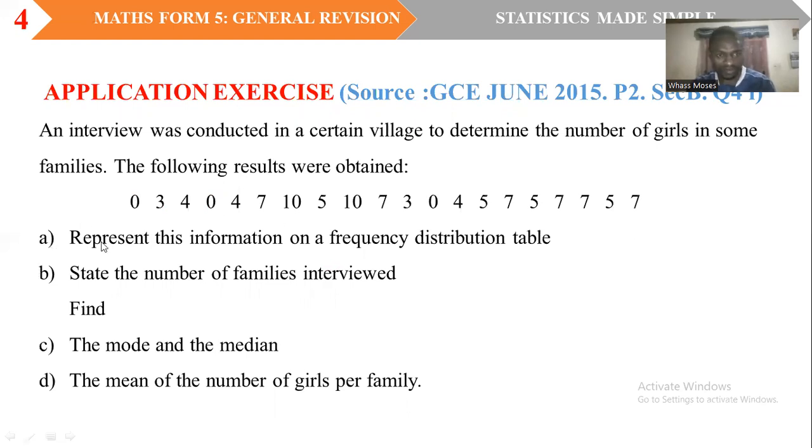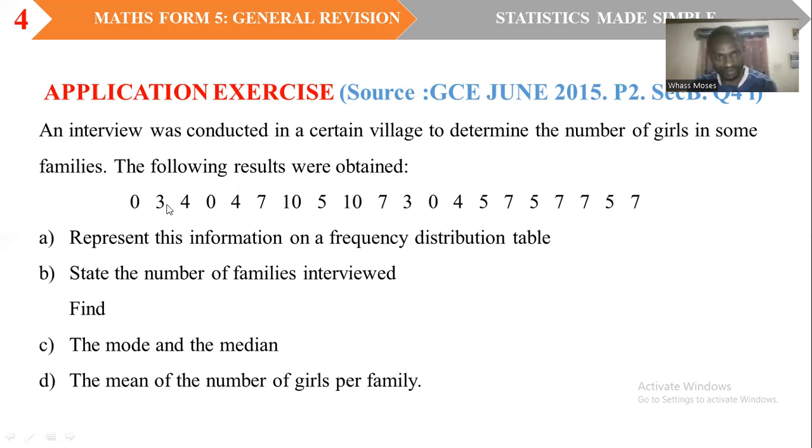A, represent this information on a frequency distribution table. B, state the number of families interviewed. C, find the mode and the median. D, find the mean of the number of girls per family. Good. This is the question. Now, how do we provide a solution?